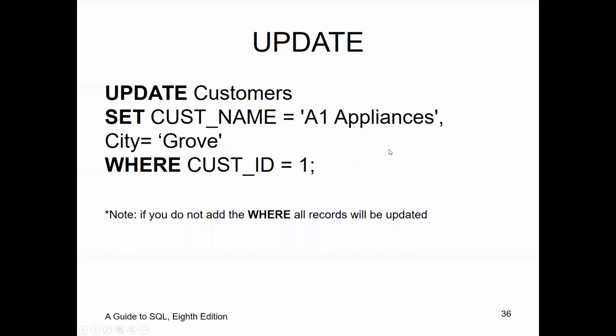Update allows you to go into the table and change a value in a field. And so that's what's happening here. We just say update, then there are a few things that are required, right? Update, then set. Then here you make the change that's necessary. So for the customer, you're going to change the name to A1 Appliances and the city to Grove, but only when the customer ID is 1.